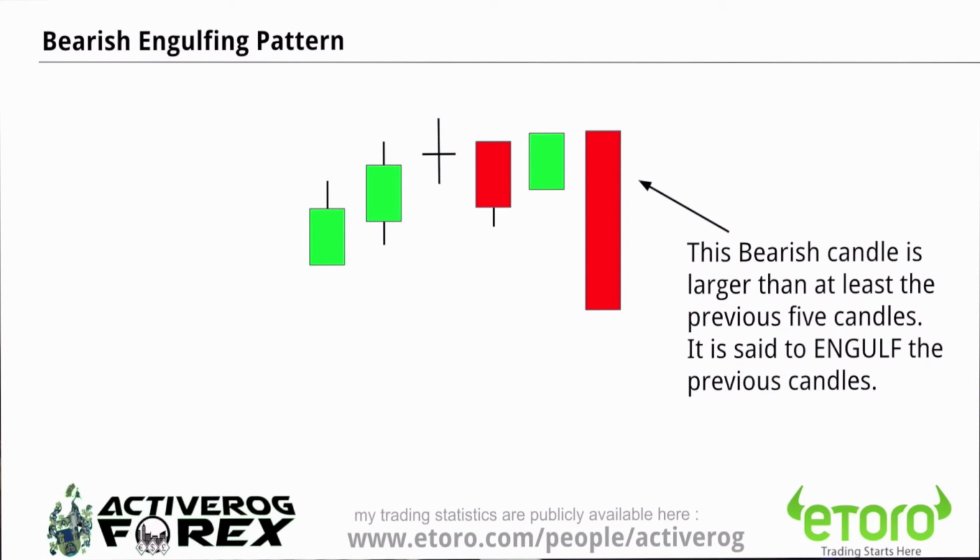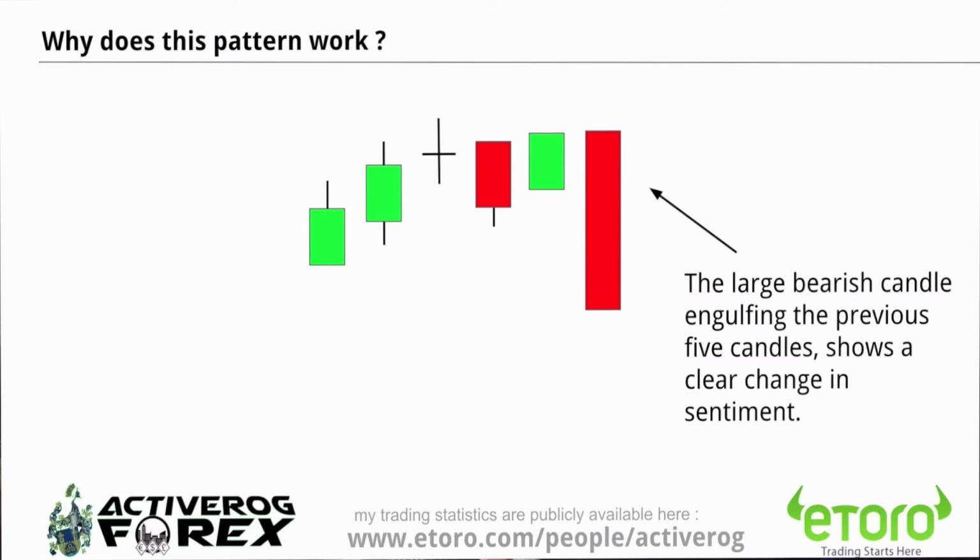The gap up suggests strong buying pressure. However, the candle then closed bearish, which shows that even though prices gapped up, the bulls couldn't maintain control of the market direction. Why does this pattern work? The bearish engulfing candle shows a strong surge of bears coming into the market, showing a change in market sentiment.